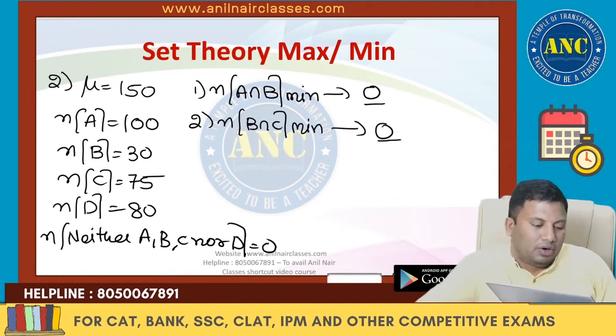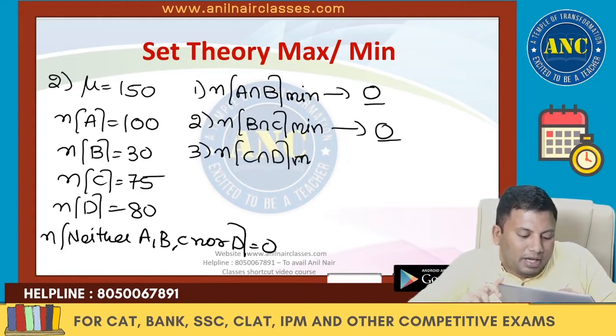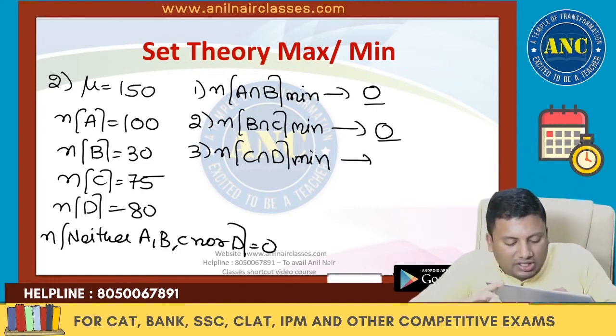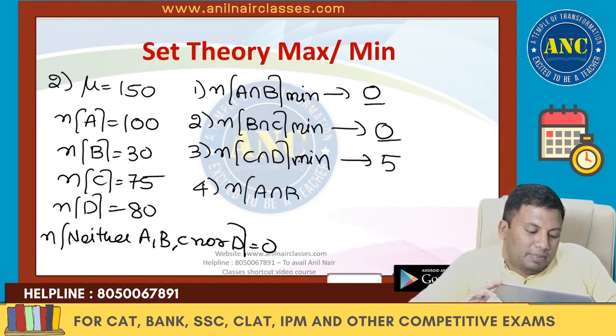It is 0. N of C intersection D, which is the minimum which I want. 75, 80. Separation is 155. How much is it more than? 5 more than 150. Next, it is N of A intersection B intersection C intersection D.